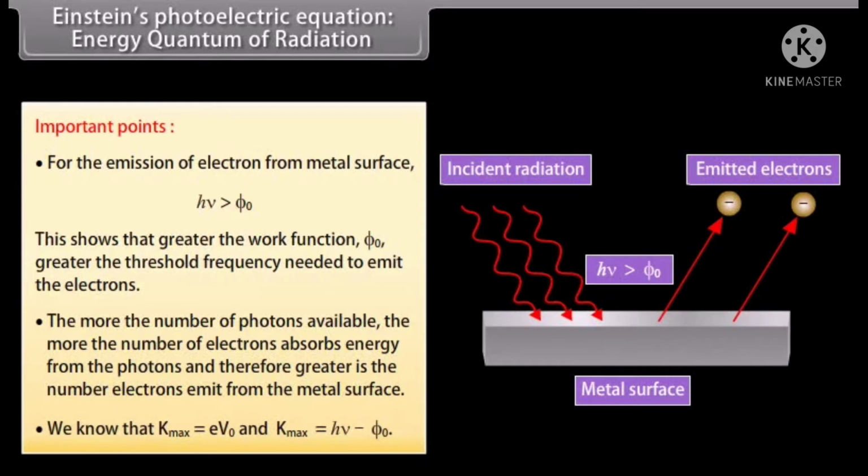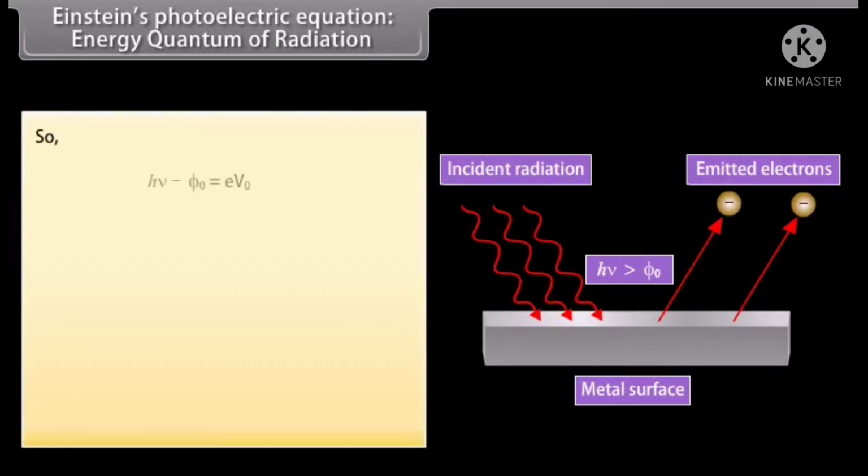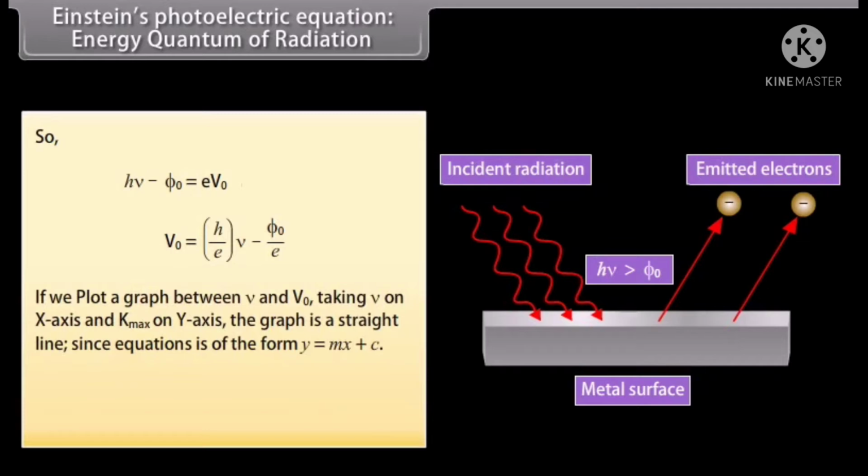We know that Kmax equals eV0, and Kmax is equal to hν minus φ0. So, hν minus φ0 is equal to eV0. V0 is equal to h by e into ν minus φ0 by e. If we plot a graph between ν and V0, taking ν on the x-axis and V0 on the y-axis, the graph is a straight line, since the equation is of the form y equals mx plus c. The slope of the line m is equal to h upon e, which is a universal constant.